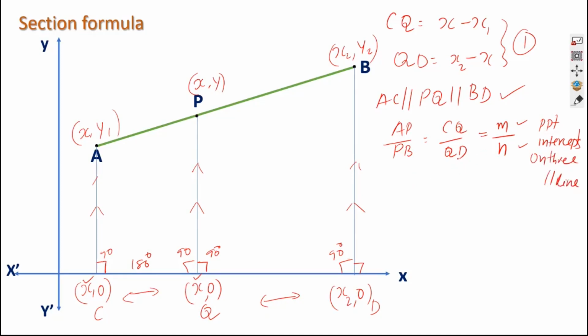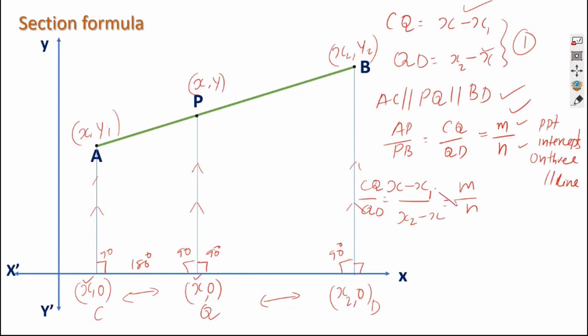Now, CQ, as we already wrote, is x minus x1. I am rewriting CQ upon QD here, which can be written as x minus x1 for CQ, and x2 minus x for QD. You can see here that these are equal to M upon N. From here, when all these are clubbed together, we can write an equation in terms of M and N.